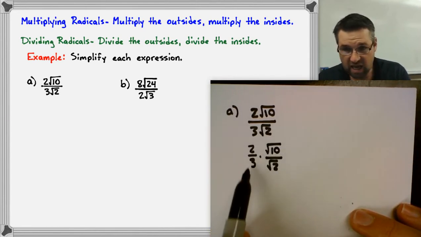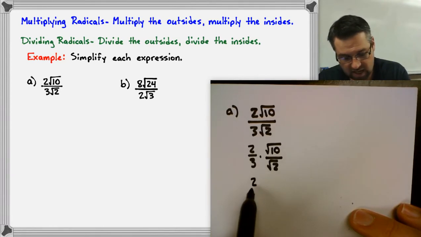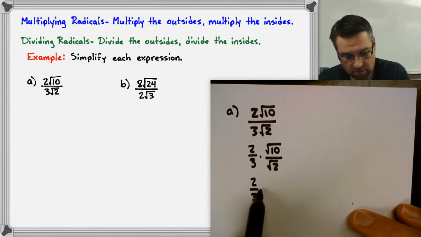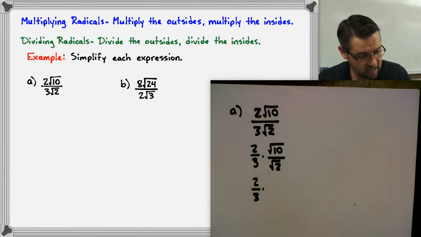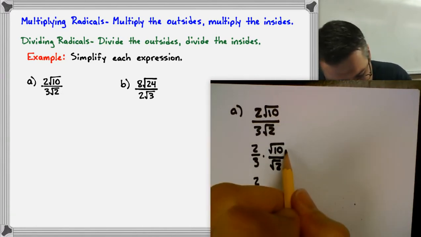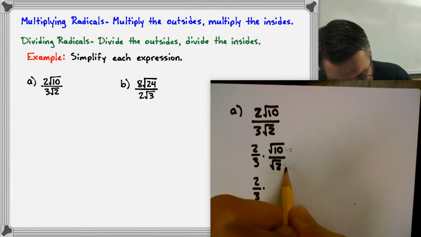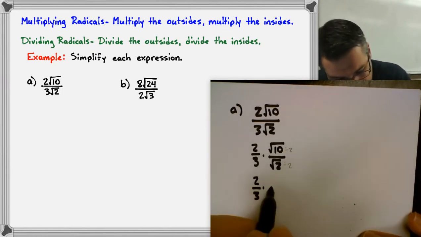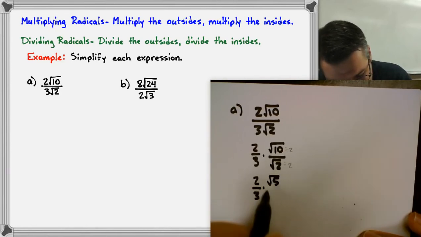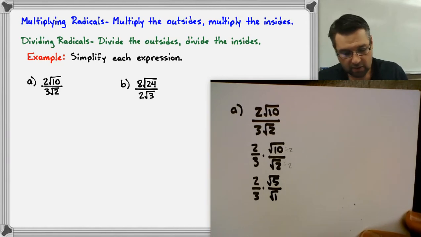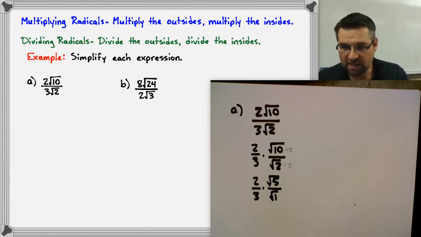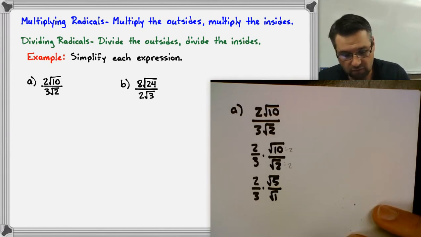Now the 2/3 can't be reduced. Those are both prime, so that's going to stay exactly how it is. The radical 10 divided by the radical 2, well, we notice that the 10 and the 2 can both be reduced. We could divide both of those by 2. And so we end up with the square root of 5 on top and the square root of 1 on the bottom. Now the square root of 5, I don't know, that's as simple as it gets. I could estimate it, it's approximately 2 point something, but I'm going to leave it in radical form.